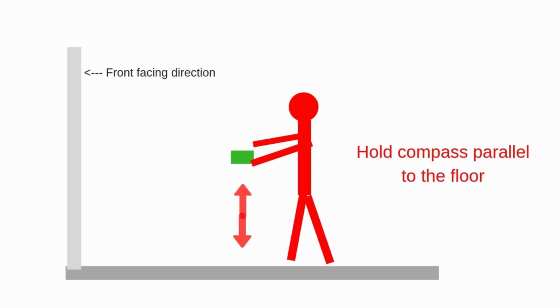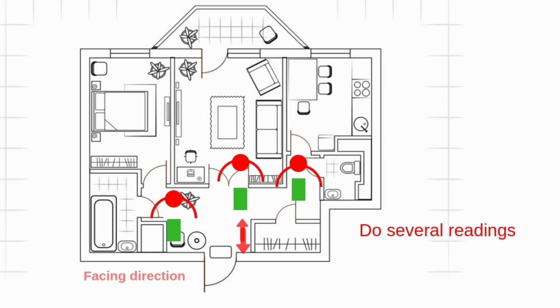And when you hold the compass or the phone, make sure the device is parallel to the floor to get the most accurate reading. And make sure you do several readings in different locations, maybe a few steps over or away from the door, because a traditional compass or luopan can be influenced by metal easily or other magnetic devices.